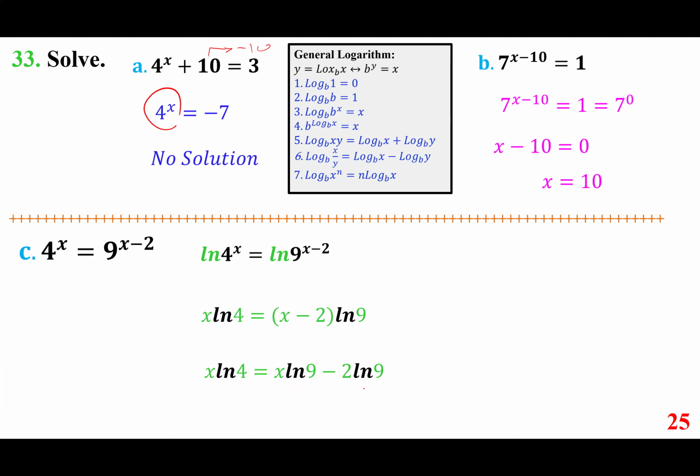So we can do the following. Move this one this way, becomes positive. Move this one this way, becomes negative. Now, on the right side, I can factor the x out.